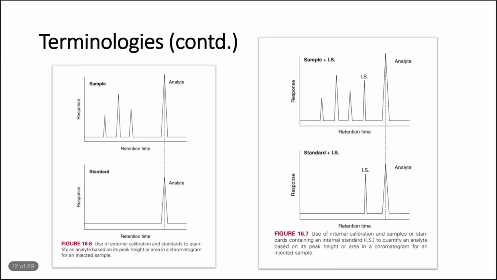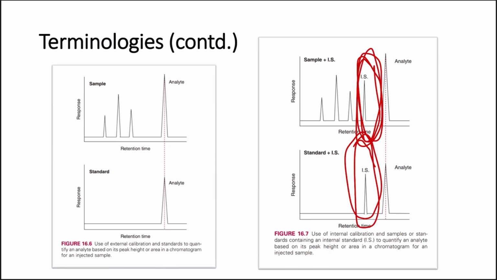Then coming to the next two terms, that is internal calibration and external calibration. External calibration is a process in which we take a particular standard and we develop the chromatogram for that standard before we do it for the sample. Whereas in internal calibration, along with the sample, we take one internal standard and do the analysis, and for the standard which we normally use, we also take that same internal standard and do the analysis, and as a result, here you can see there is an additional peak representing the internal standard.